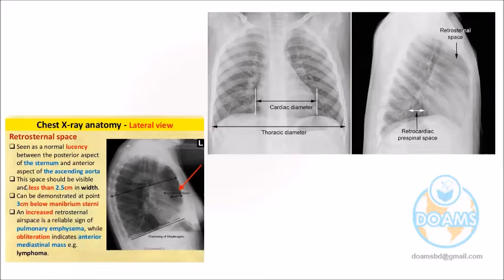And here are the retrocardiac or pre-spinal space and the retrosternal space. I have written here, you see, the space should be visible and less than 2.5 centimeter in width. Which one? The retrosternal space should be 2.5 centimeter wide. And the retrocardiac space can be demonstrated 0.3 centimeter below the manubrium sterni, that means from here. So if you look minutely at the X-ray, you can see it. But usually in our practice, we are not getting the lateral view. But for practical purposes in future, it will be useful for you.